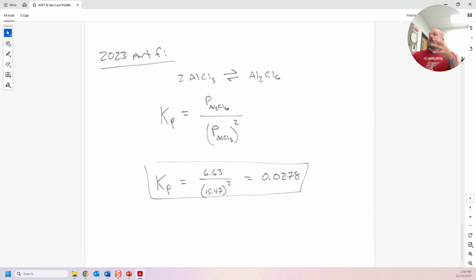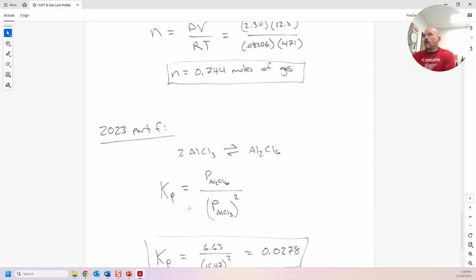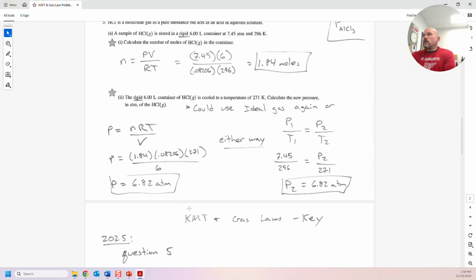Okay. Now, later on, we're going to learn what that value means. What does that tell us about the equilibrium and stuff like that? But we'll talk about that back when we get to Unit 4. Okay. All right.